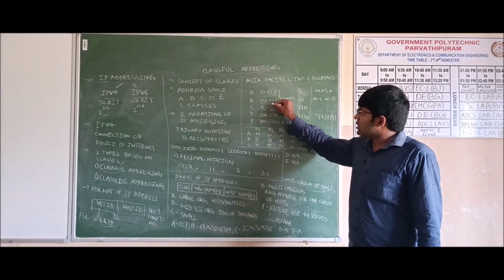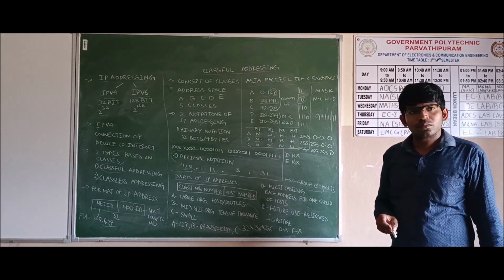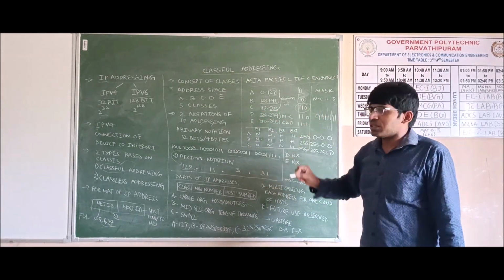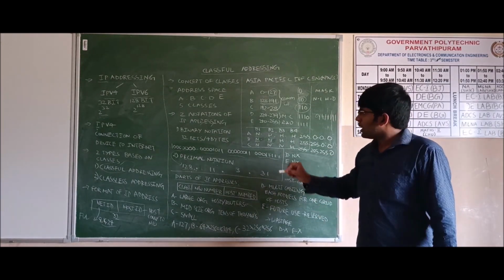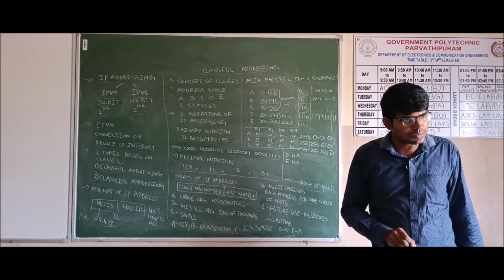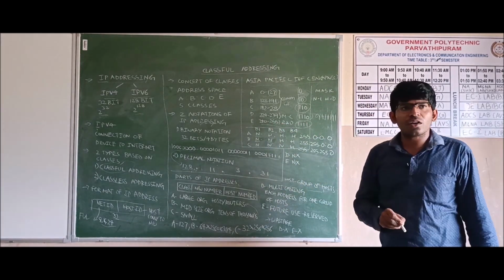Similarly, class B byte 1 addresses start with 10. Class C byte 1 addresses start with 110. Class D byte 1 addresses start with 1110. And class E byte 1 addresses start with four ones.